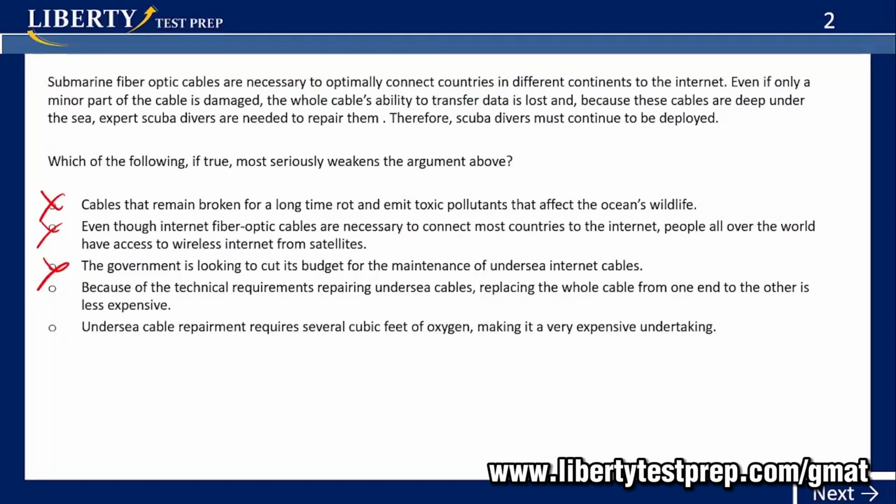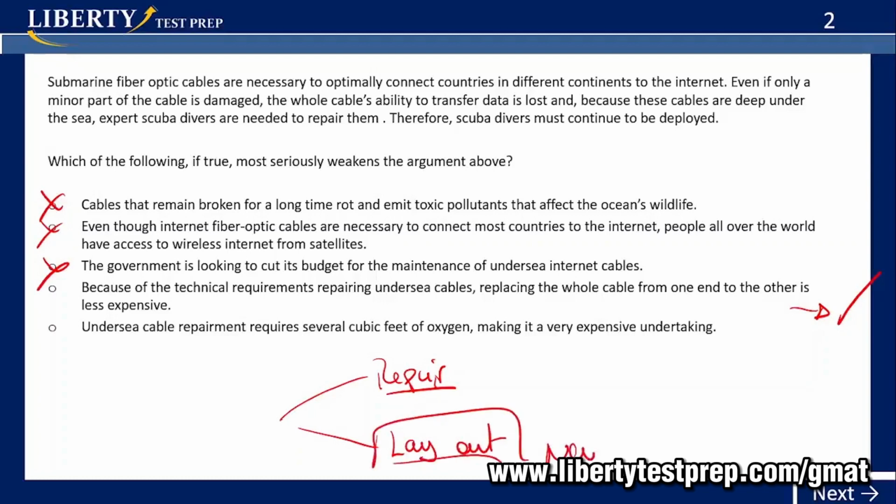So letter D. Now, because of technical requirements repairing undersea cables, replacing the whole cable from one end to the other is less expensive. Okay. That one's their answer. Why? Because they tell you there is another option. Okay, you wanted to repair the cables, but here you can just lay out new cables, and that's much more efficient, right? So that's my option. And here we still get the cables, right?